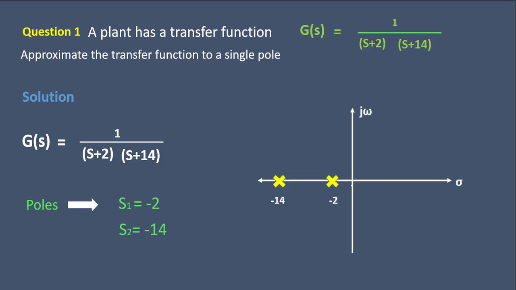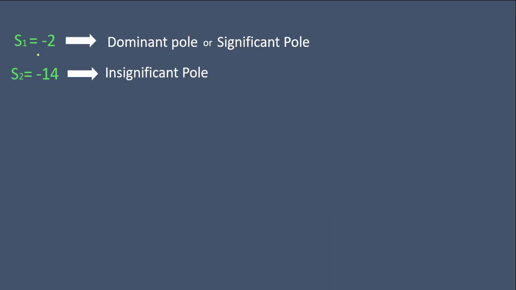Now we can plot this on the S plane. We have two poles, s equals minus 2 and s equals minus 14. And in the previous lecture, we discussed the concept of dominant pole, and it is the pole which is near to the origin. So from these two poles, minus 2 is near to the origin. Hence, we can say the pole S1 equals minus 2 is a dominant pole, or a significant pole, and the pole S2, which is minus 14, is an insignificant pole.